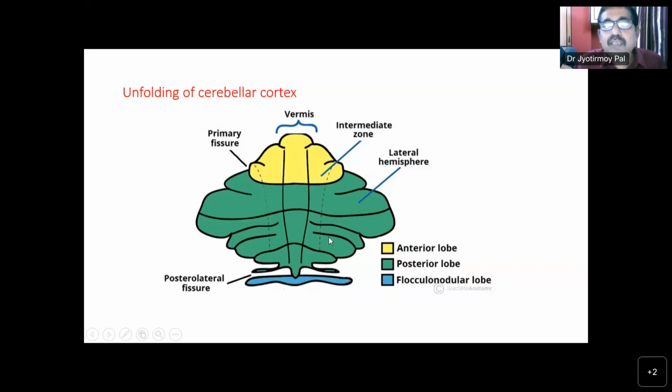This basic knowledge is very important to understand the different disorders of the cerebellum. So two horizontal fissures divide it into three parts. One is the anterior lobe, this is the posterior lobe, and this is the flocculonodular lobe. Okay, this is the gross anatomy of the cerebellum.